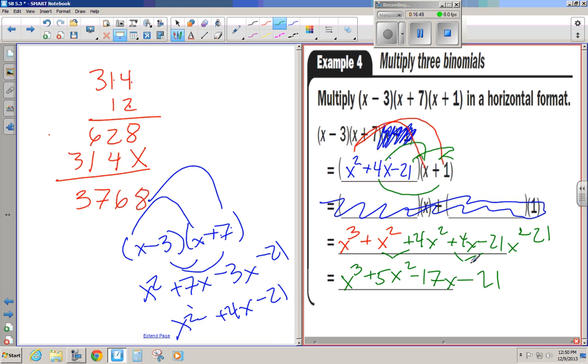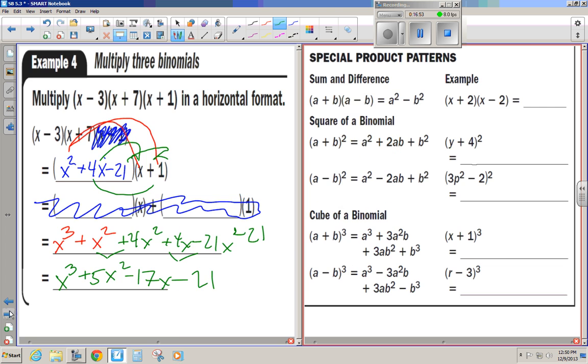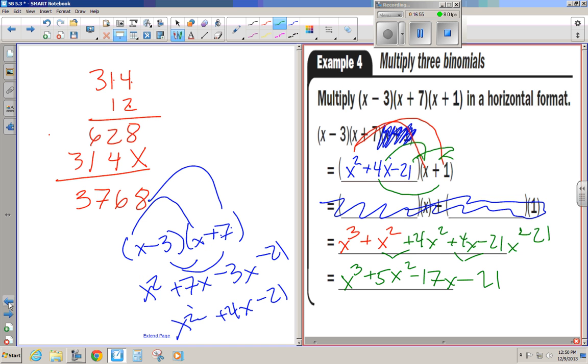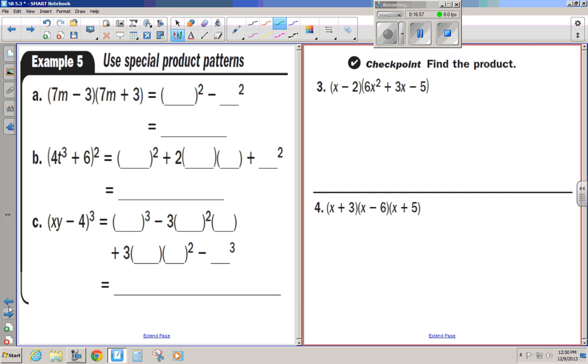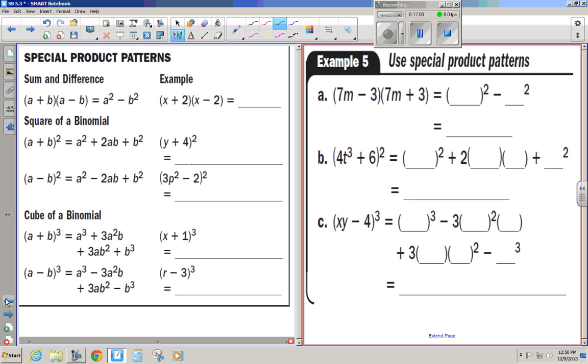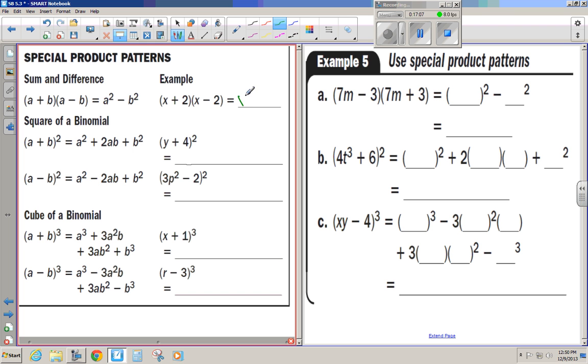There you go. Okay. Now, there are some special patterns here. You already know the sum of differences. These are conjugate pairs. The middle part disappears, and it's this perfect square minus a perfect square. Square of a binomial, you should know already. You square the first, you square the last, and you double the inside.